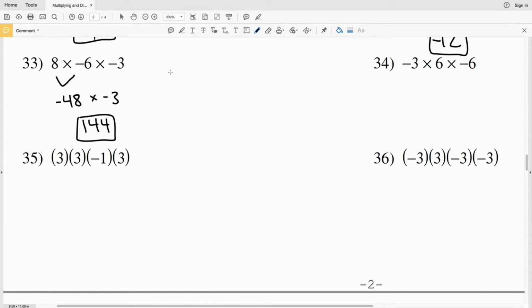I'll go ahead and do that out longhand. 48 times 3, 8 times 3 is 24, carry the 2, 3 times 4 is 12, plus 2 is 14. 144.